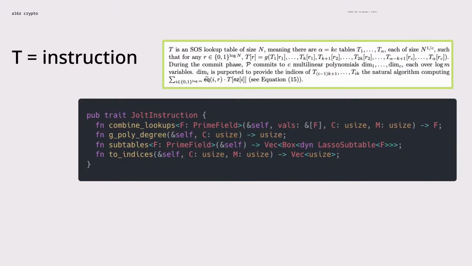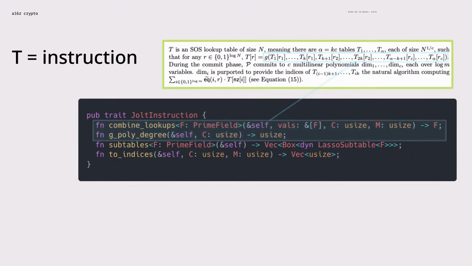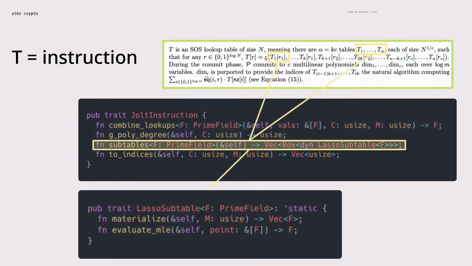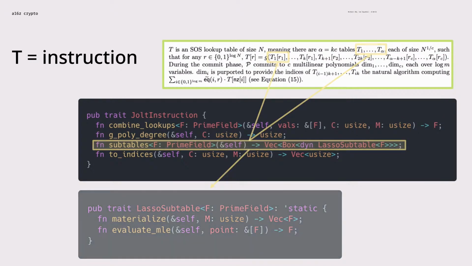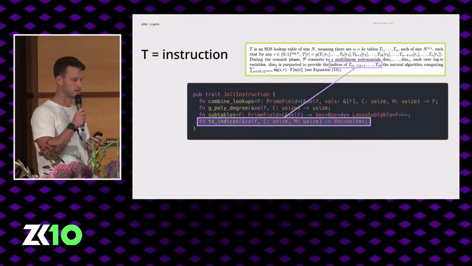So there are 2 Rust traits that you'll have to implement in order to implement a Jolt VM. The first is the Jolt instruction trait. The first 2 functions here correspond to this function g, the collation function. The third corresponds to these T sub i, which are the subtables. And for each subtable, you have to define a Lasso subtable trait. And then finally, there is this to-indices function, which corresponds to this indexing down here.